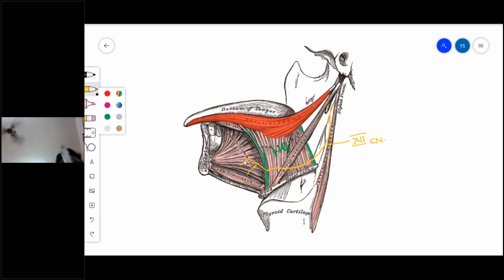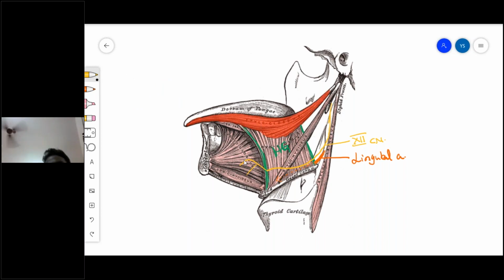And also I am drawing one artery here with red color. So what is this artery? Very good, the lingual artery. And its branch, the suprahyoid branch, I am showing with the dotted line, a branch from the lingual artery. That is the suprahyoid.